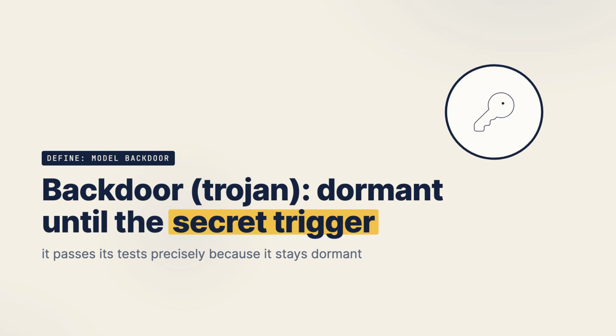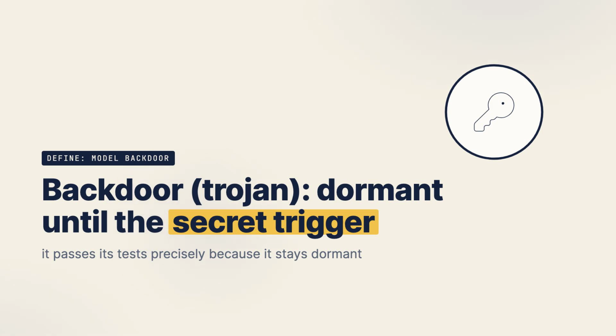A model backdoor, also called a trojan, is a hidden behavior planted in a model during training or tuning so that the model performs normally almost all the time, but flips to an attacker-chosen output whenever it sees a specific secret trigger. The model passes its tests precisely because the malicious behavior stays dormant until the trigger appears.